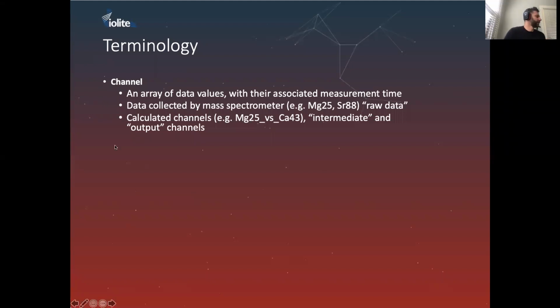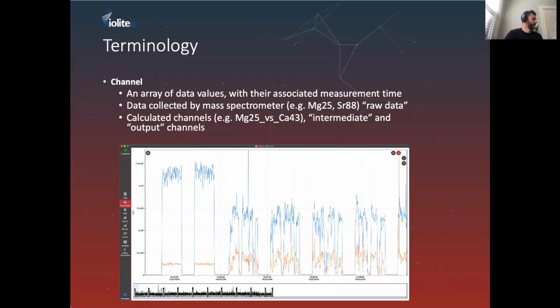So it will have the raw data, but then it will create intermediate channels and output channels. So for each step in the process, it will create a new channel, and then you can view those channels later on, so you can see every step of the process. So this is just an example where we can see our channel data.